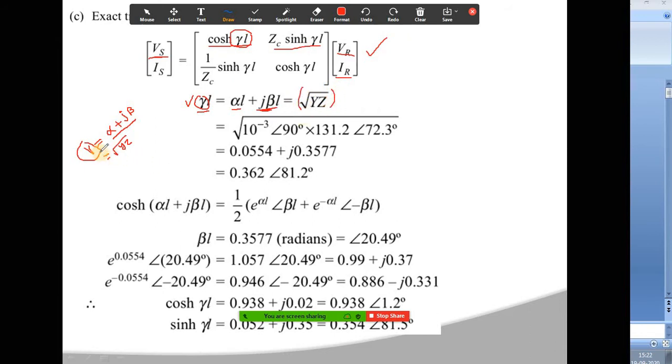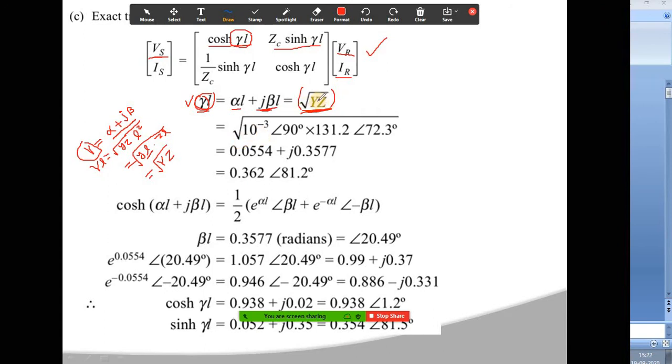This can also be written as the square root of yz. As you know before, gamma is root yz. So gamma L is equal to root yz into L, or you can write the square root of L squared into small y into small z, which is the square root of small y into L times small z into L. Small y into L is capital Y, the total admittance, and small z into L is capital Z, under the square root. So this gamma L you have to find out first.